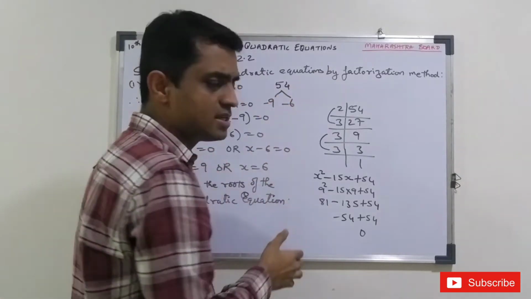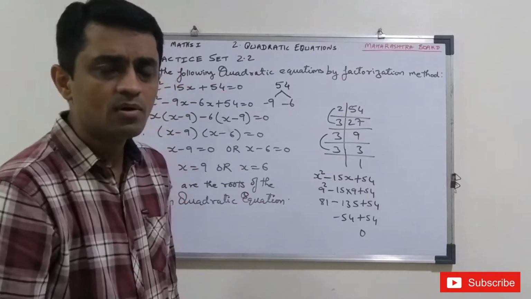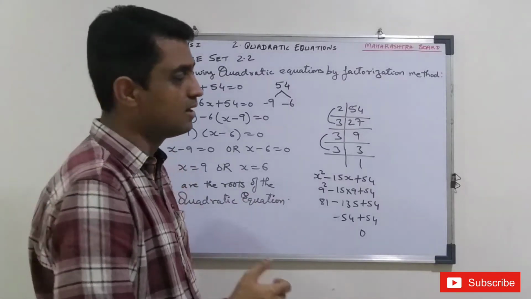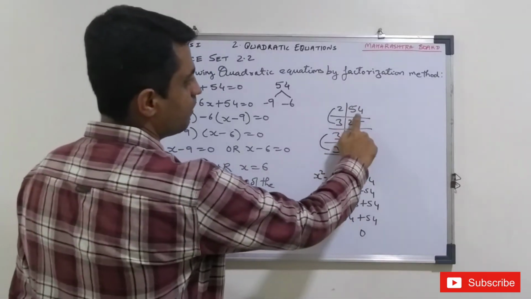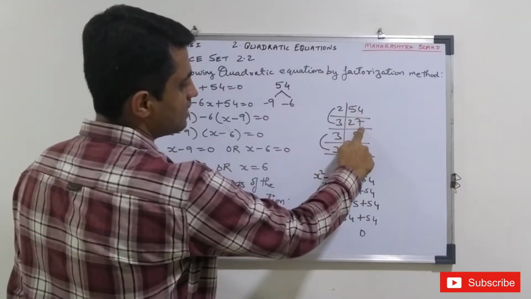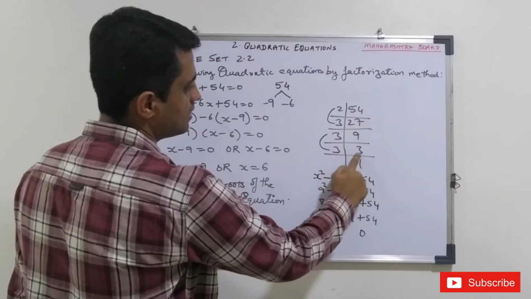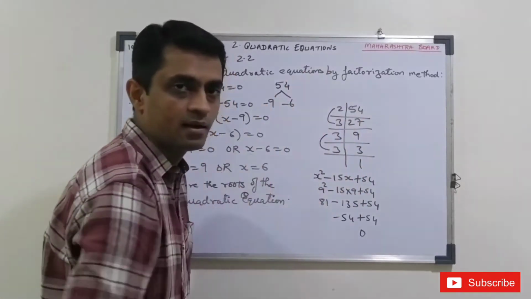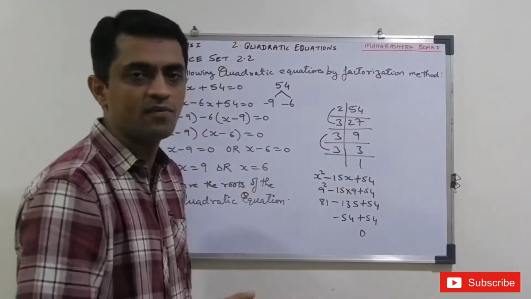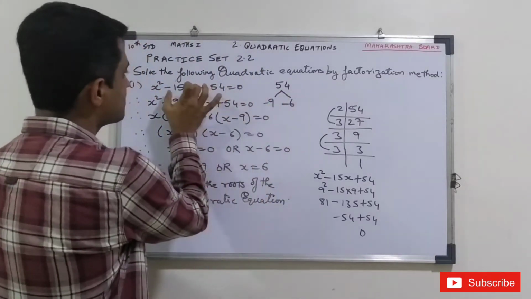Now, how to do that? Many of the students can do it directly. And if you don't get the answer directly, orally, you can find the prime factors, as we did here. 54: prime factors are 2 twenty-sevens, 3 nines, 3 threes, 3 ones. Now here we are making pairs. You have to make the pairs in such a way that they satisfy these conditions.